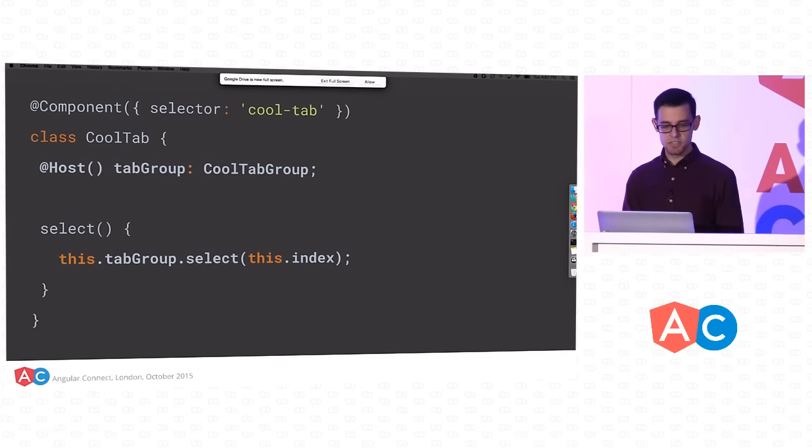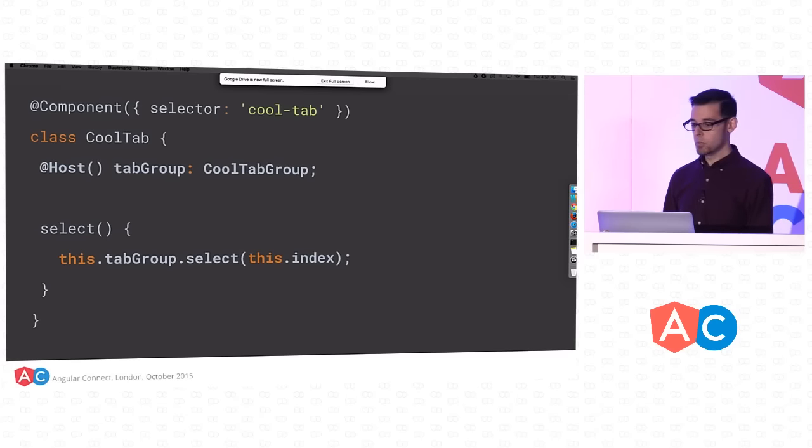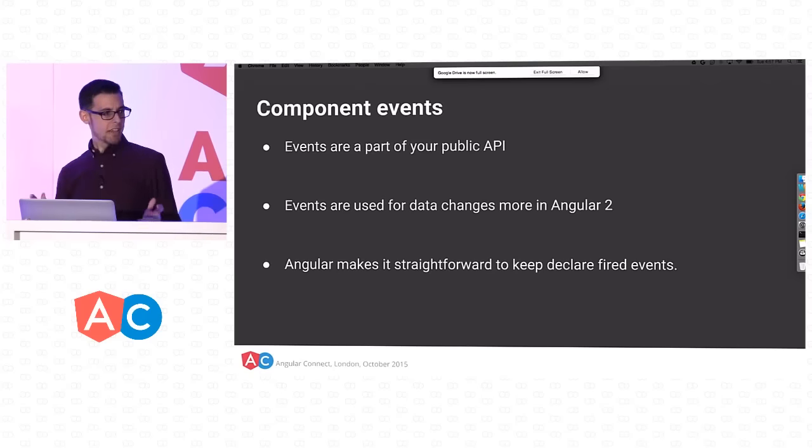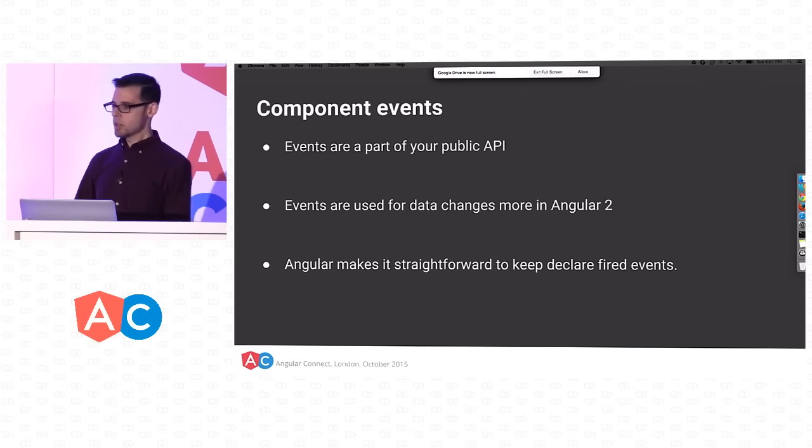Because Angular 2 makes it so easy to get a hold of component instances with APIs similar to this, you'll find that more users will want to interact with your components in this way, and that the public API on the component will be very important. Now, another thing worth mentioning is that the events fired by your component are also a part of its public API, and you're going to see more use of events to communicate data changes due to the way that change detection now functions in Angular 2.